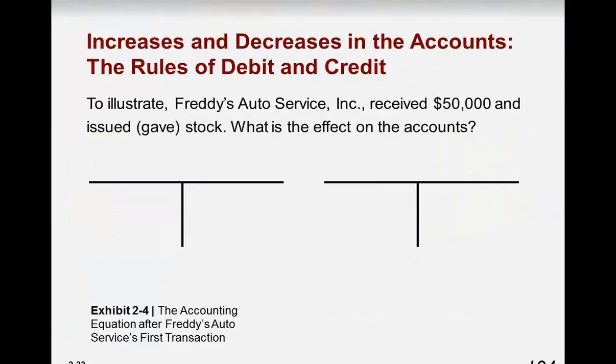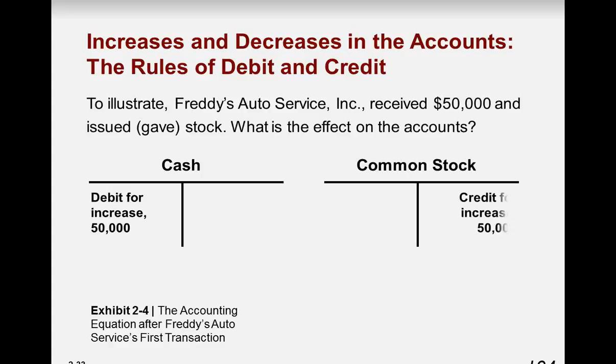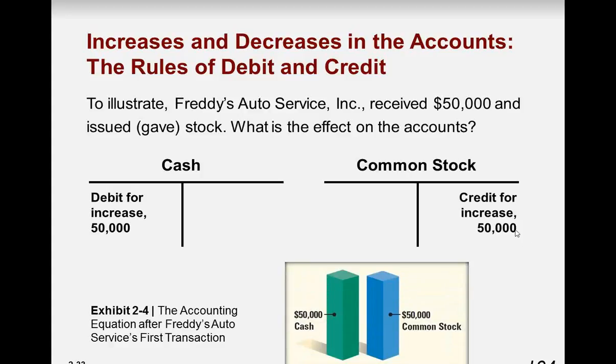So let's go back and look at Freddy's, where we received this $50,000 in cash and gave them stock. What is the effect on the accounts? We would have a cash account and the debit because we increased by $50,000, and common stock because we increased by $50,000 to get the credit. This keeps us in balance. Debits equal credits, and the accounting equation would remain in balance.